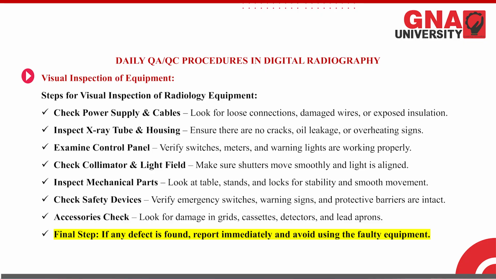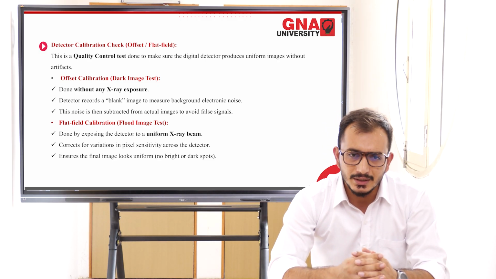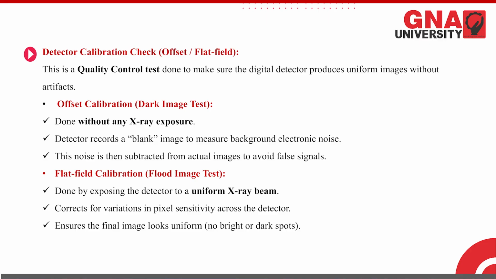And the next test which we perform on the machine is the detector calibration check, offset and flat field. This is another test which we perform upon the detectors, and this is a quality control test. This quality control test is done to make sure that the digital detectors produce a uniform image without any artifact, without any distortion, without any bright spot, without any dark spot.